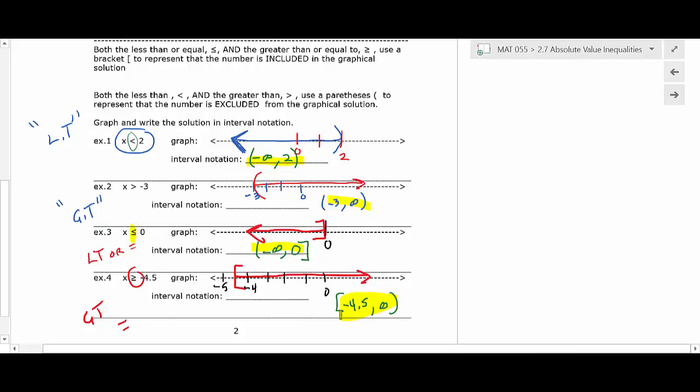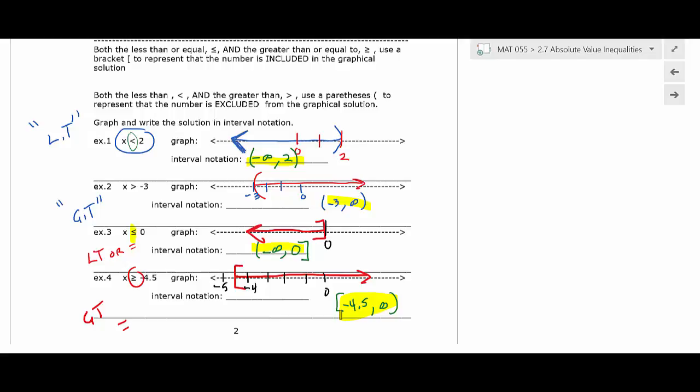If the graph goes to the right, where's infinity? On the right. If you go to the left, where's infinity? On the left. That's it. Is that logical? Have most of you seen that before? I have no clue when I teach this class. This is something you're going to do frequently when you're working with inequalities. You've got to know how to graph and write interval notation.